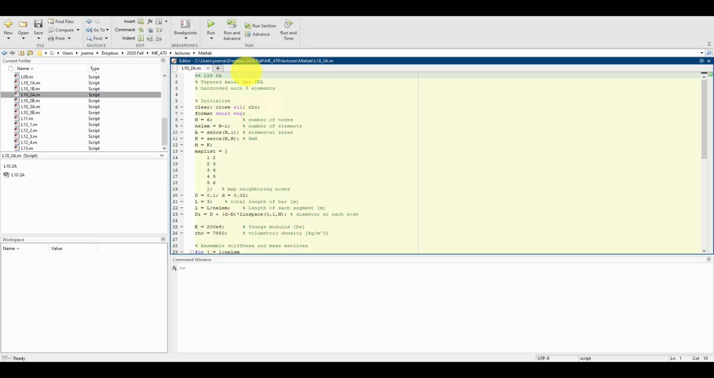Looking in the code, we see that it starts looking pretty similar to the previous problem. I'm going to pre-allocate my global stiffness matrix, my global mass matrix. I'm going to create the map list that I just wrote.